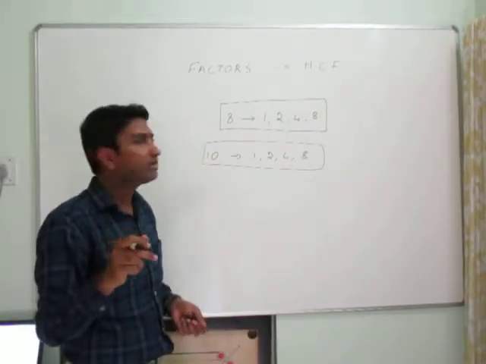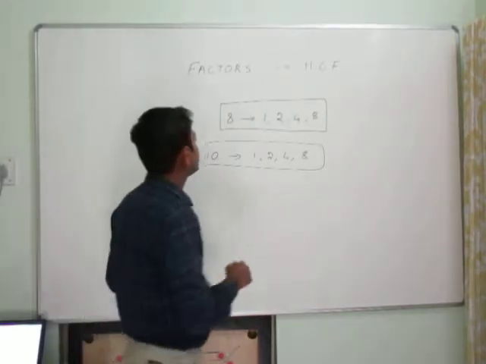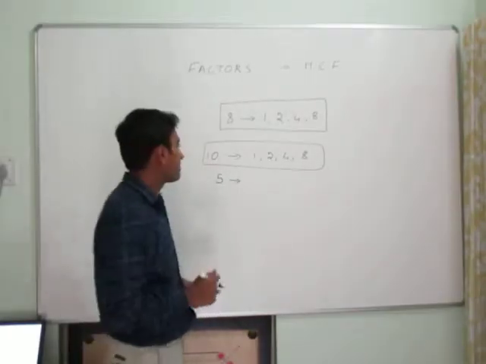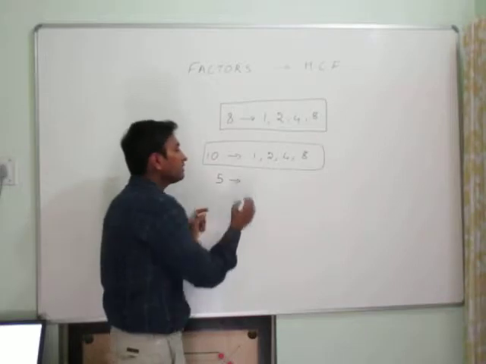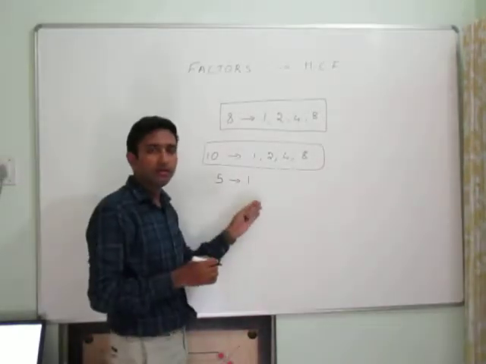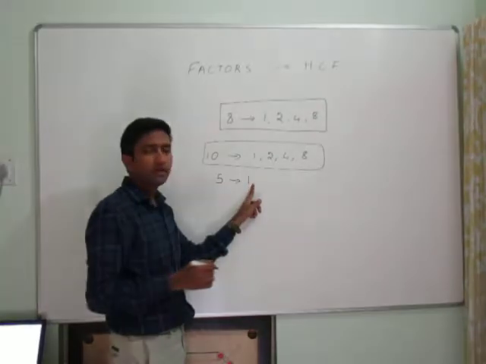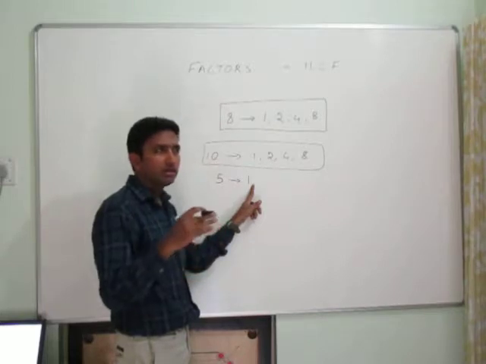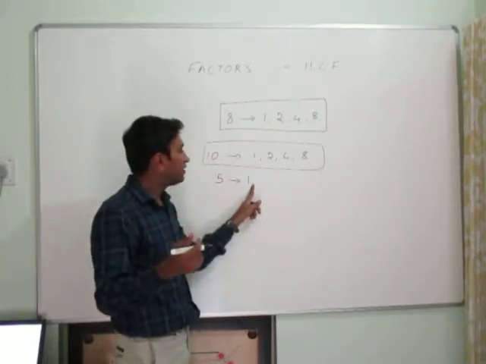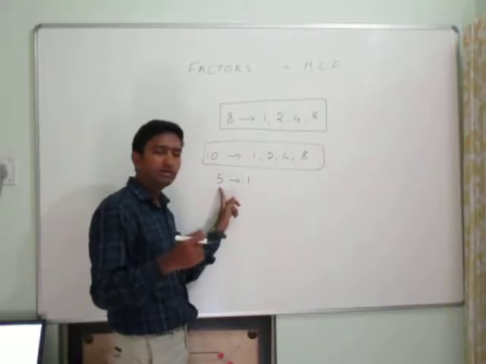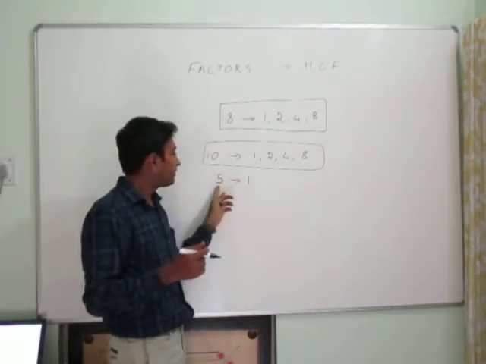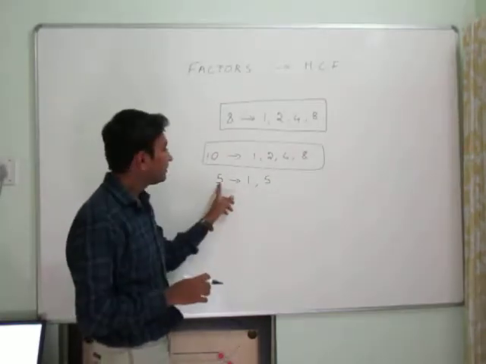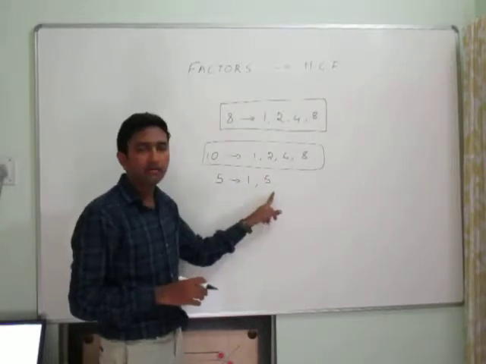If I consider a number such as 5, I want to know the factors of 5. Is 5 divisible by 1? Obviously, any number will be divisible by 1. Next, is it divisible by 2? 2 ones are 2, 2 twos are 4, 2 threes are 6. No. 3? 3 ones are 3, 3 twos are 6, 3 threes are 9. No. Then 4? 4 ones are 4, 4 twos are 8. It's not divisible by 4. Lastly, 5. 5 ones are 5. Obviously, it is divisible by 5. Now, what are the factors of 5? The factors of 5 are 1 and itself: 1 and 5.